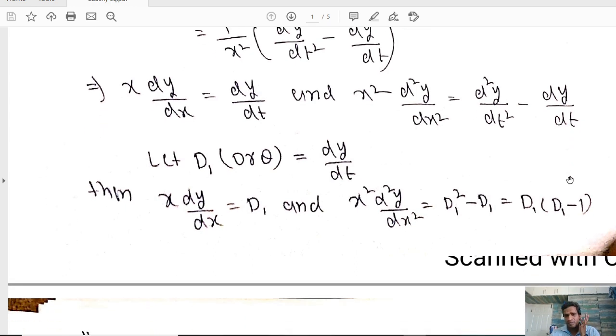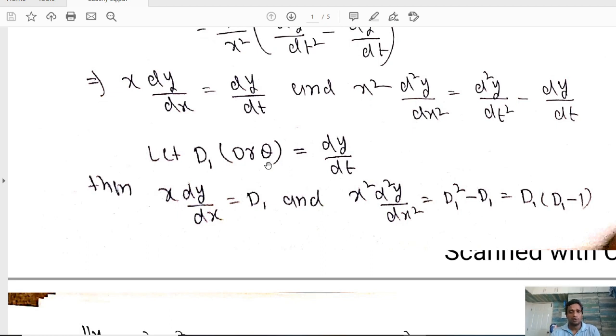So in the previous problems, we assumed capital D as d by dx. To avoid the confusion, we are assuming here D1. What does D1 mean? D1 means dy by dt, as I remember in the Cauchy-Euler equation. In some books like S. Chand, students generally follow theta. Whatever it may be, both are right.